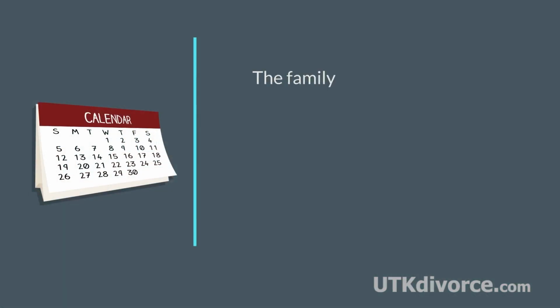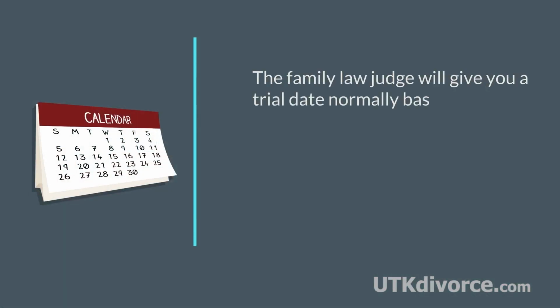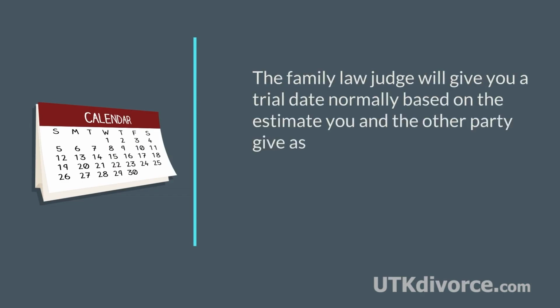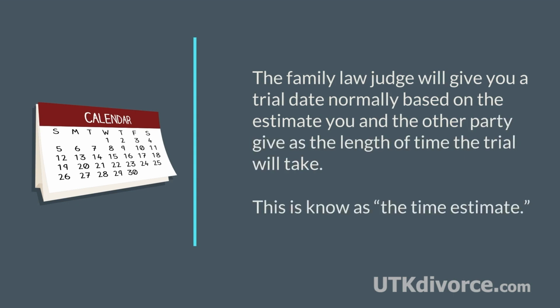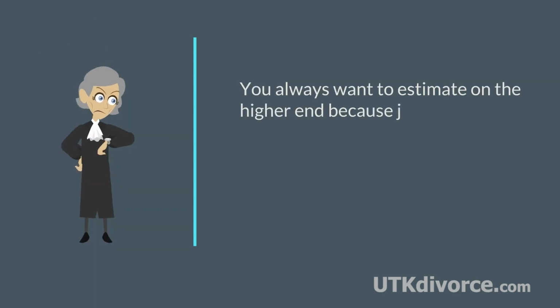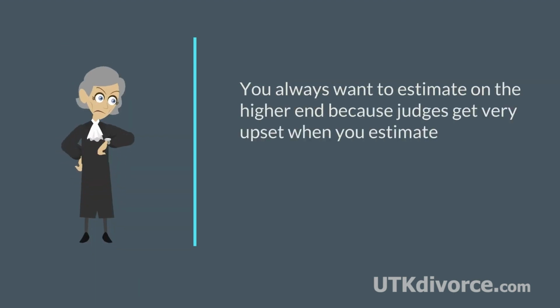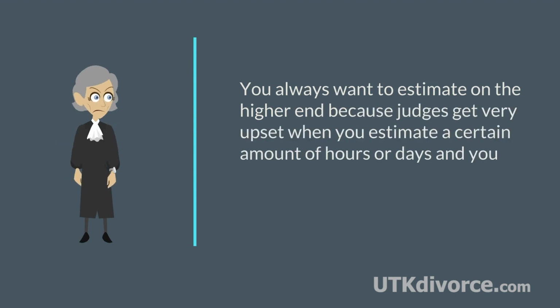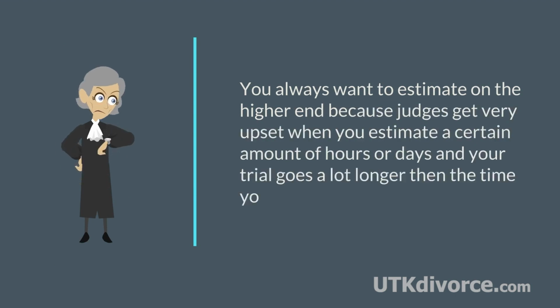The family law judge will give you a trial date normally based on the estimate you and the other party give as the length of time the trial will take. This is known as the time estimate. You always want to estimate on the higher end because the judge gets very upset when you estimate a certain amount of hours or days and your trial goes a lot longer than the time you estimated.